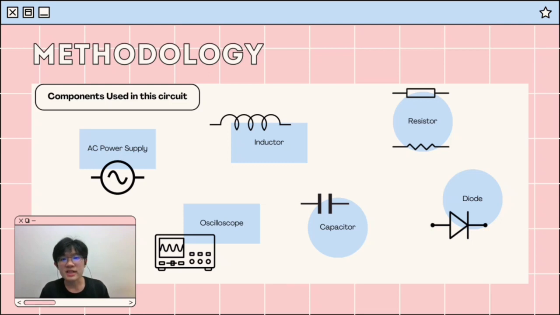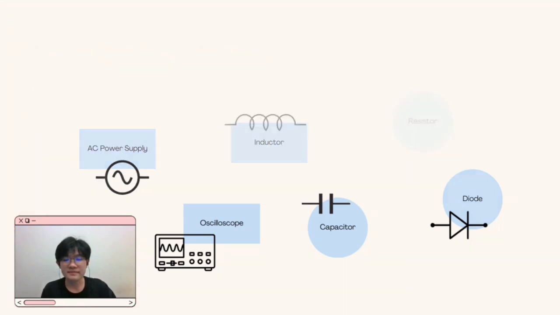Another component is the capacitor. A capacitor is an electrical component that stores and releases electricity in a circuit. And the last component is the oscilloscope. An oscilloscope is used to test and show voltage signals to generate a waveform, which is voltage over time.